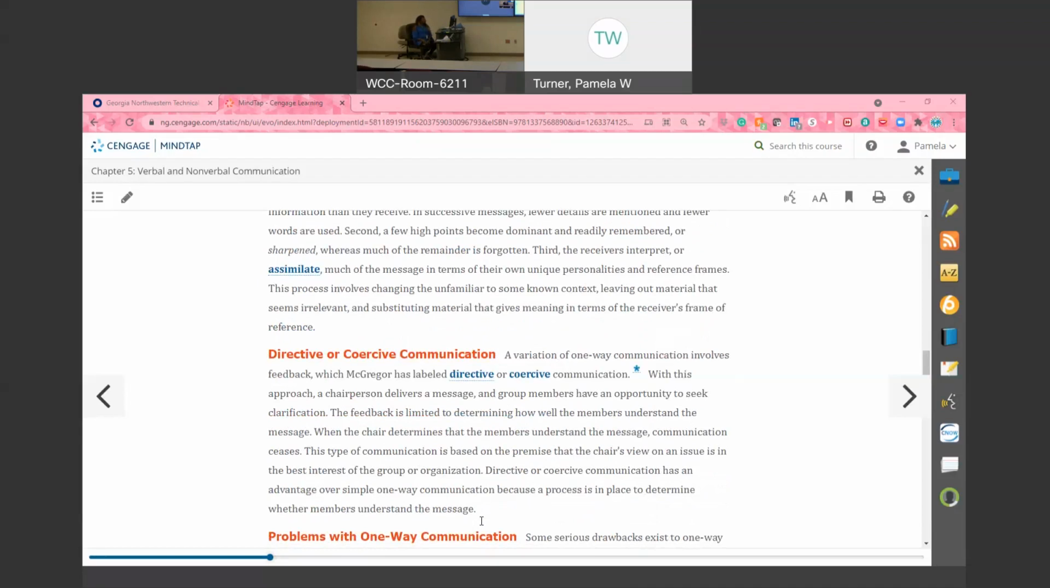With this approach, the chairman delivers a message and the group has an opportunity to seek clarification. The feedback is limited to determining how well the members understand the message. When the chair determines that the members understand the communication, then the communication ceases. This type of communication is based on the premise that the chair's view on the issue is in the best interest of the group. So again, when I am the teacher, I am in charge. How I view it is the correct way.